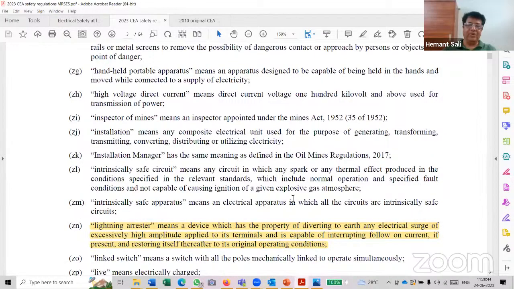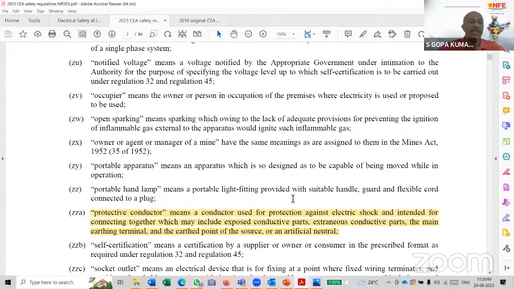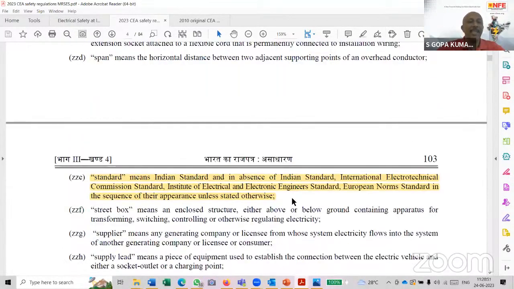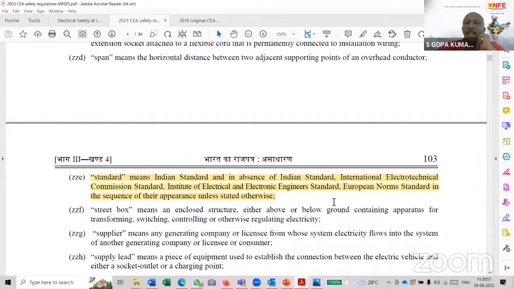So I understand your point. It should be specific to IEC only. Yes, that's mentioned there. You see this one, the standard. Standard means Indian standard, and in the absence of Indian standard, International Electrotechnical Commission standard. Now the regulation is allowing a sequence. First is IS standard, then IEC standard, then IEEE, then European norms standard.